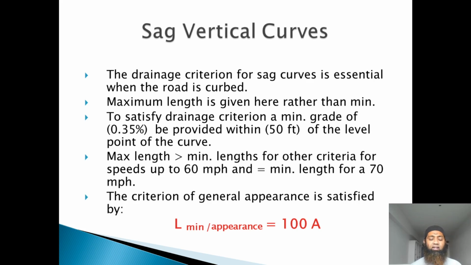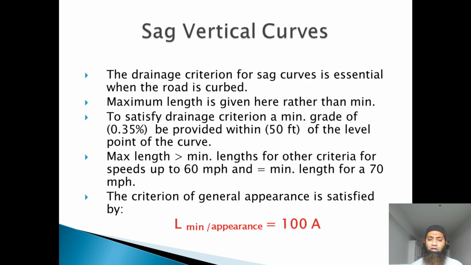0.35 should be provided at least here. So this is the minimum grade that should be provided. The maximum length is greater than minimum lengths for other criteria for speeds up to 60 miles per hour, and minimum length for 70 miles per hour. So different speeds have been assigned for different speed limits, and depending on that the vehicle should be using those speeds also.